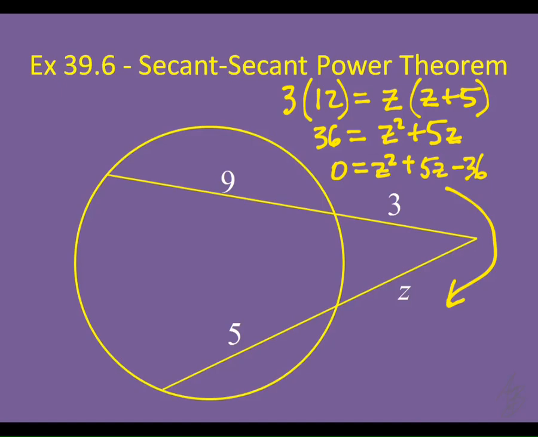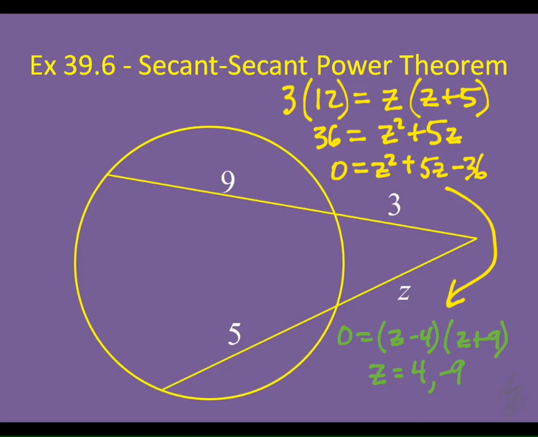And who's going to help me factor that? I'll take volunteers for this one. Carly? Z minus 4 and Z plus 9. You guys agree with her? Alright, so we get z equals... What do we get, Sam? 4 or negative 9.